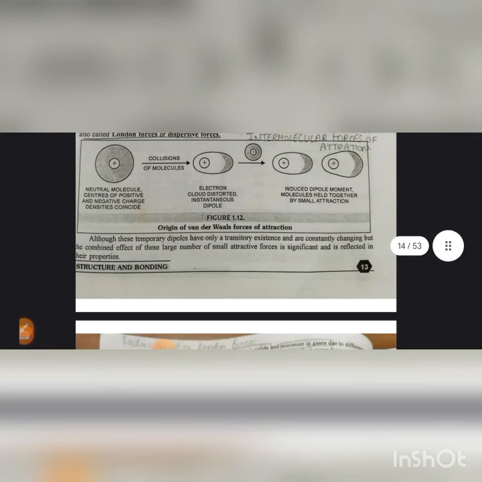These induced dipole attractions are also called London forces or dispersion forces. Although these temporary dipoles have only a transitory existence and are constantly changing, the combined effect of this large number of small attractive forces is significant and is reflected in their properties. These forces are weak and are maximum in solids and minimum in gases due to the difference in the intermolecular distance in the two cases. In other words, these are short range forces and operate only between those portions of molecules which touch each other, that is, between the surfaces of molecules.